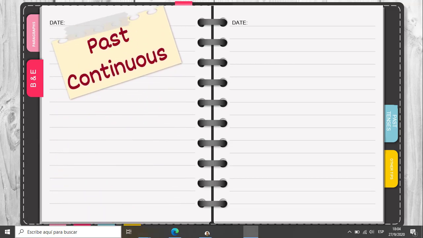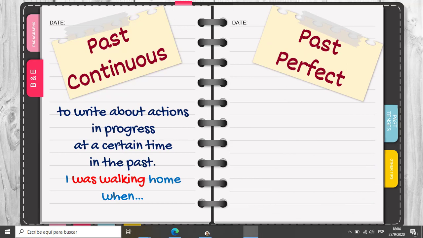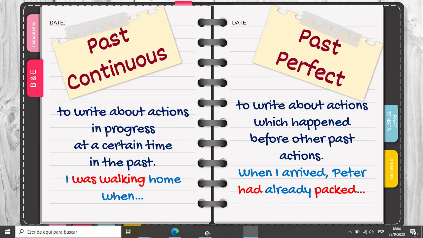Another tense is past continuous. We use it to write about actions in progress at a certain time in the past. The example: I was walking home when I saw. You can continue. And the last one, past perfect. We use it to write about actions which happened before other past actions. For example, when I arrived, Peter had already packed.